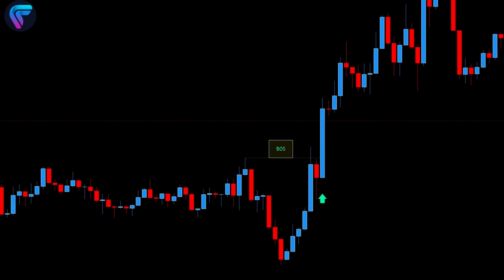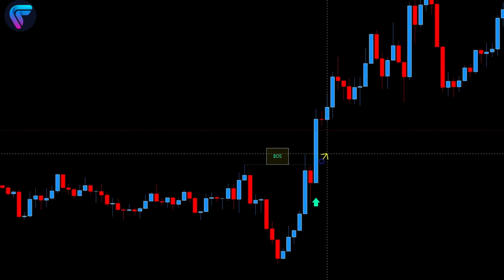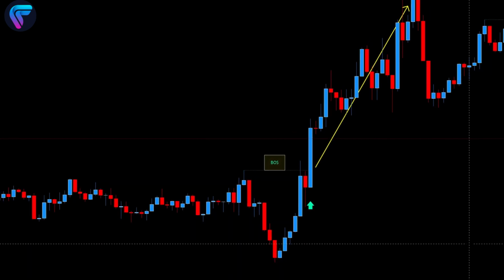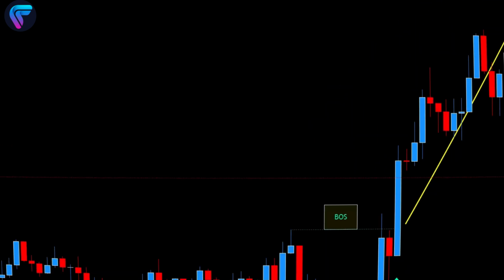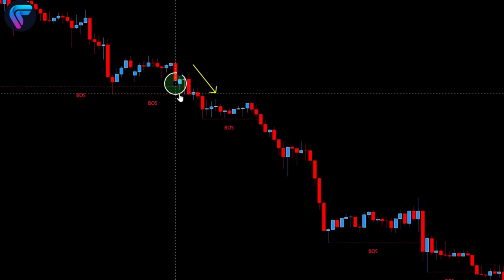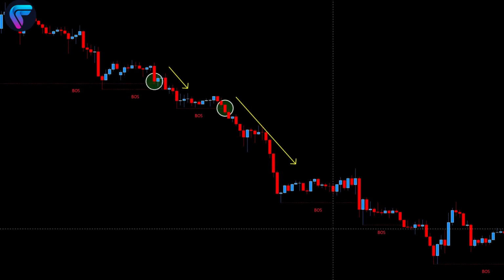Imagine you have a long position, anticipating that the price will increase. If you observe a bullish break of a structure, consider it a signal to maintain your position. The market is validating your analysis. The same logic applies if you have a short position and witness a bearish break of a structure. It indicates that you should stay in the trade because the market confirms the downtrend.